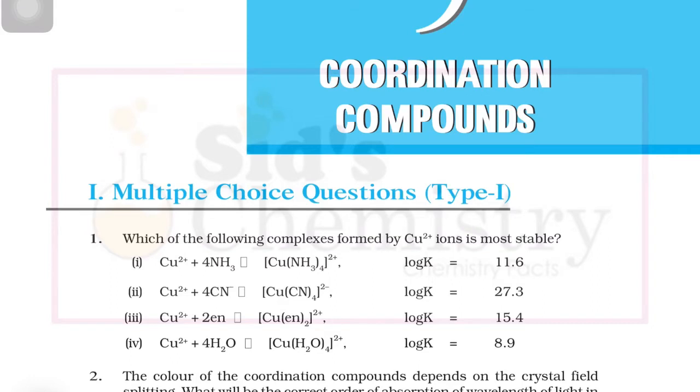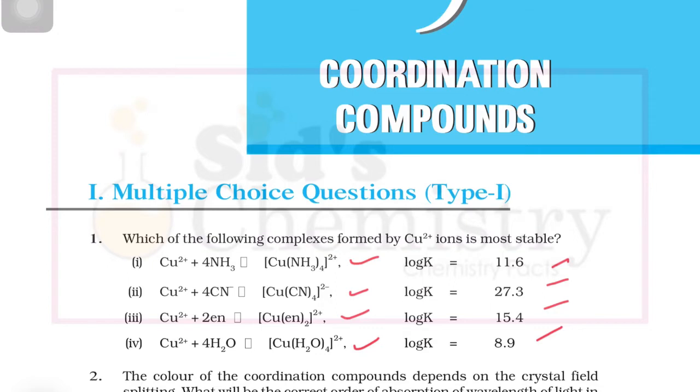We have given 4 reactions in which copper 2 plus ion is attached to different ligands and they form a particular complex. We have also given values of their equilibrium constant in the log format. Now, dear friends, we need to understand that if the value of K is high, then the product value, that is the complex ion values, are accordingly high.